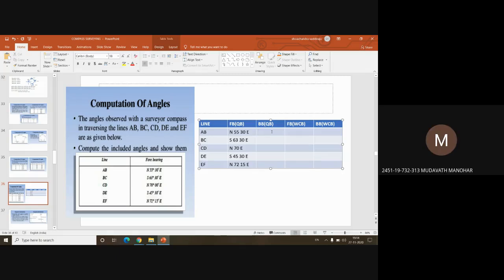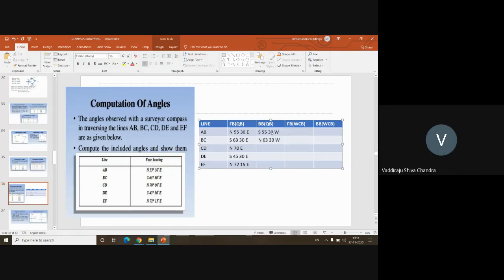South 55 degrees 30 minutes west. Okay, for BC, north 60 degrees 53 minutes 30 seconds west. Then CD, south degrees west.